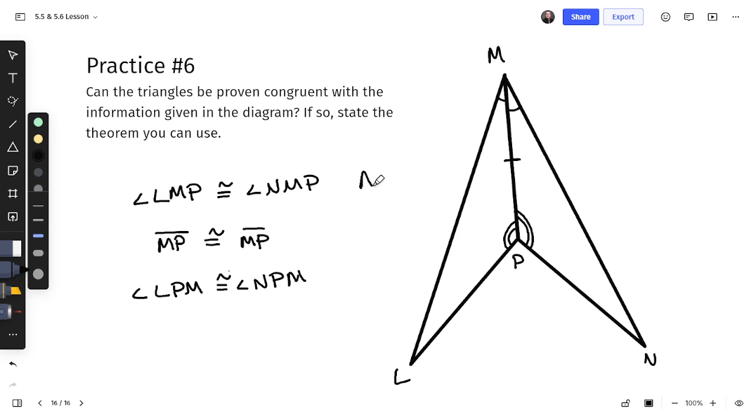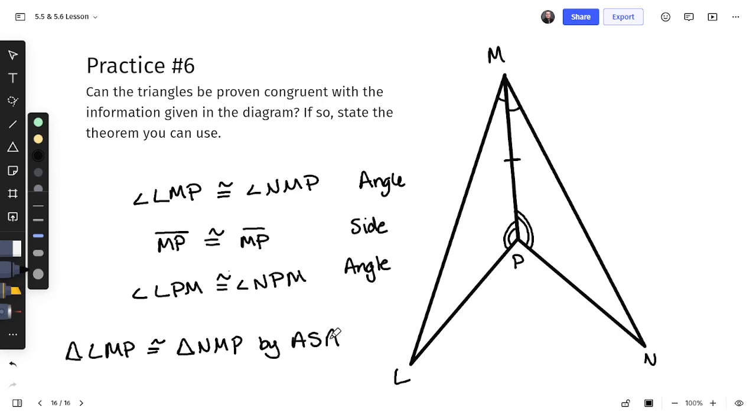This gives us an angle, a side, and an angle of each triangle that we know are congruent, and the side that is congruent is included between the two angles. So we can say that triangle LMP is congruent to triangle NMP by the angle, side, angle congruence theorem.